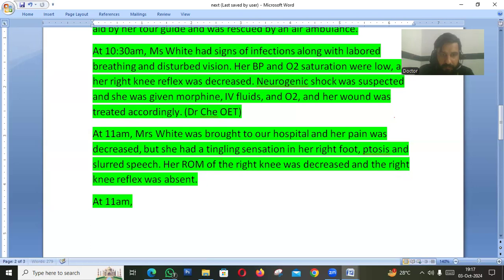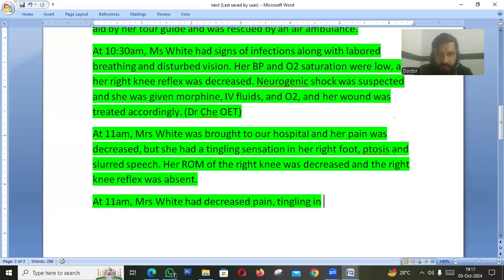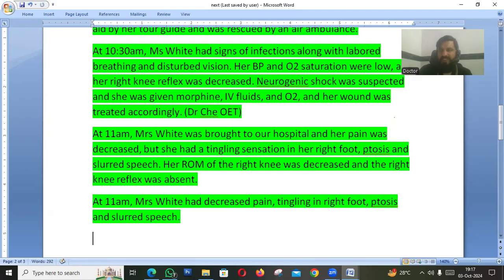At 11 a.m., Miss White had decreased pain, tingling in right foot, ptosis, and slurred speech. Okay, this is straightforward. You have joined all of these things together. She had decreased pain, tingling in right foot, ptosis, and slurred speech. Okay, this is straightforward, easy. But just writing the positive thing first and then the negative things and joining them with "but."